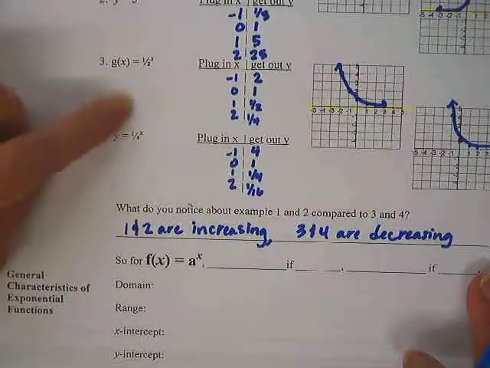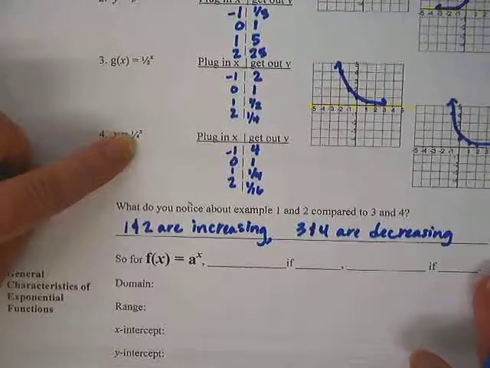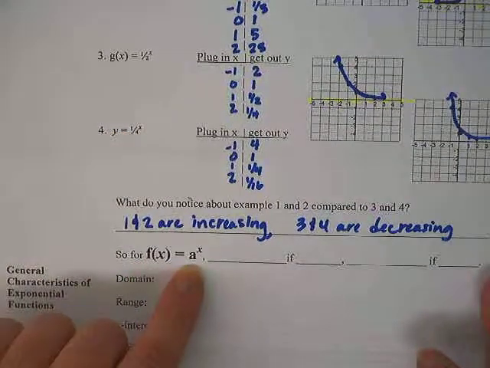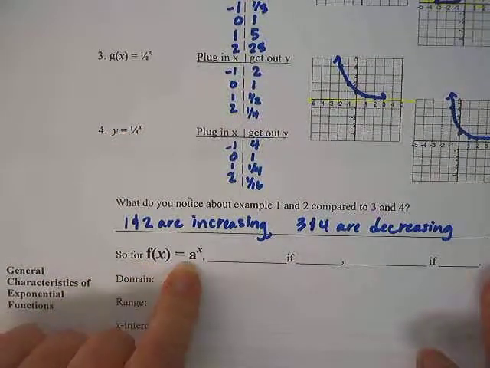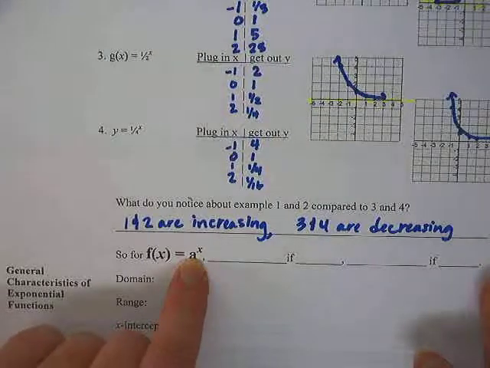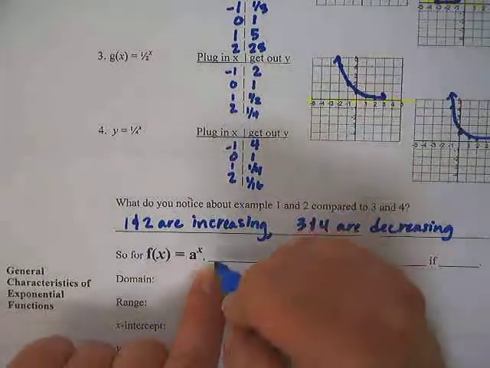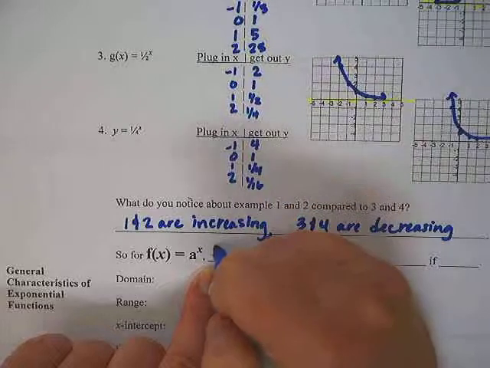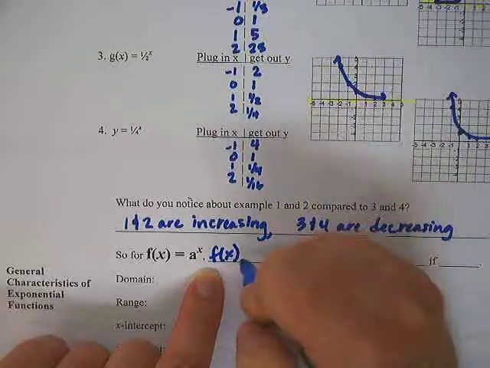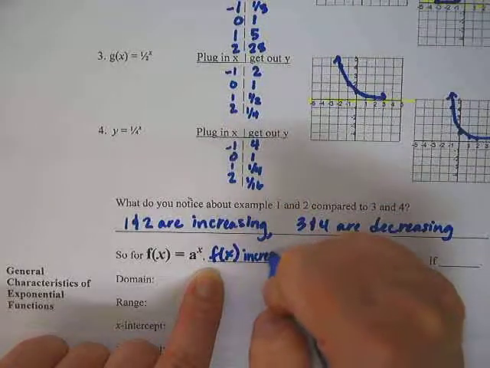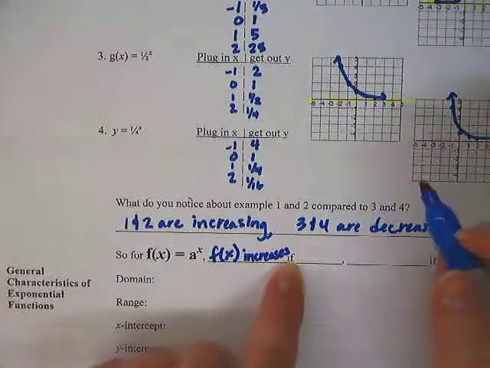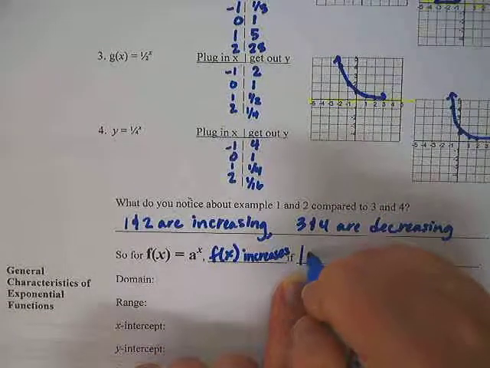So does it have something to do with the base? Well, it must. Notice how the bases for the increasing ones are numbers that are greater than 1, and the bases that are decreasing are between 0 and 1. So for f of x equals a to the x, an exponential function with base a, the function is increasing.